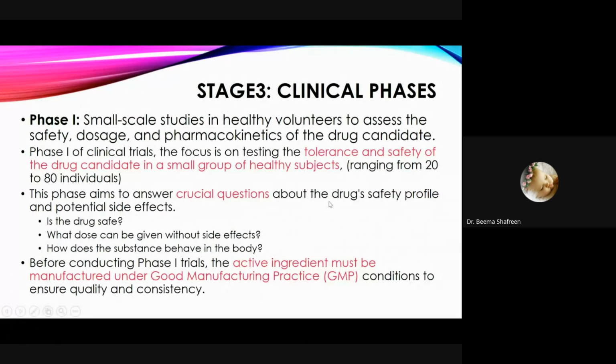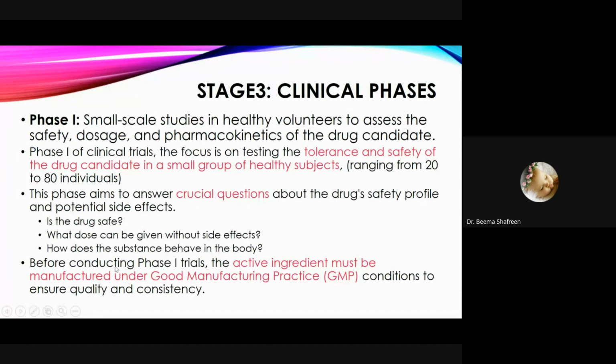Stage 3 is the clinical phase. This phase is actually classified into four. Phase 1 will start with a small-scale study, and healthy volunteers will be involved. Around 20 to 80 individuals will be involved, and this phase will mainly answer the crucial questions about the safety profile as well as the potential side effects. The questions will be like, is the drug safe? What dose can be given without side effects, and how does the substance behave in the body? So these main questions will be addressed at this phase.